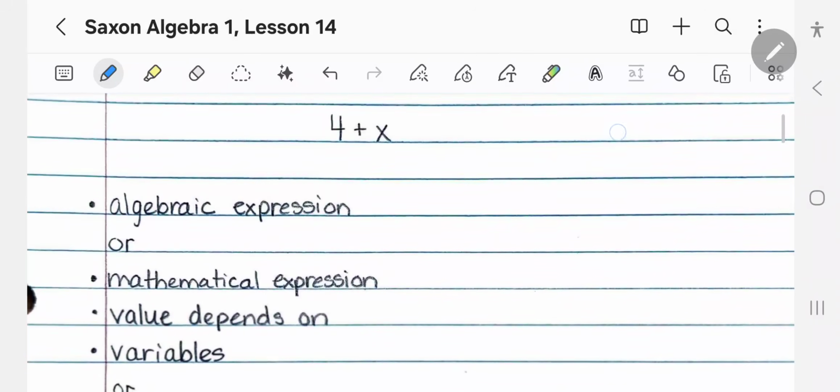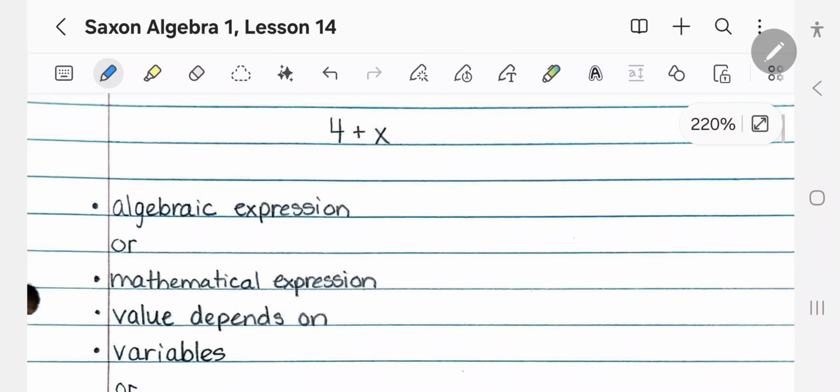Now let's look at this expression. This expression has a variable in it. What do I mean by a variable? Well, that is a letter that stands in the place of some numerical value. So we would call this an algebraic expression. Some would call it a mathematical expression. We're going to look at that compared to numerical expressions in just a minute, but you can see that this does have a variable in it, and its value will depend on the value of x.